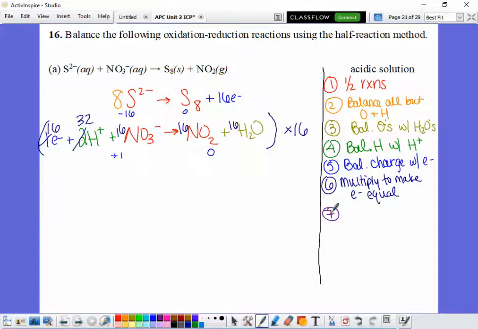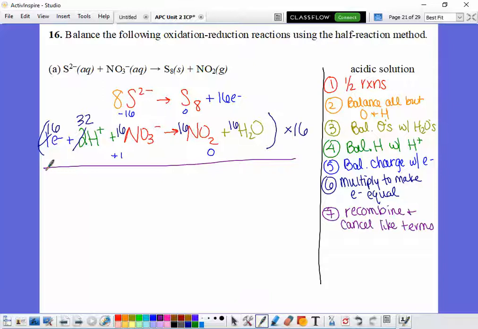All right. And then our final step for acidic conditions is to recombine and cancel out like terms. So what that means is I'm going to add my two half reactions back together, because remember I originally split them at the beginning, and I'm recombining them. Everything that's on the left side of both half reactions will become the full left side for the full reaction, and then everything on the right will become the full right side. Okay, and then we'll talk about canceling things.